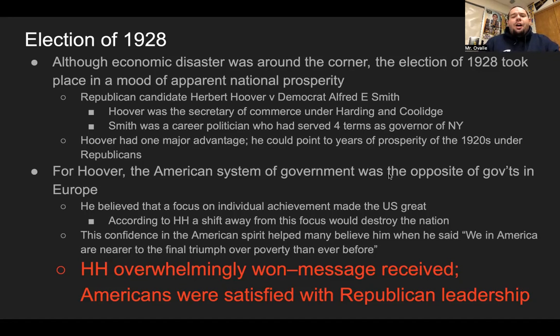Hoover was the Secretary of Commerce under Harding and Coolidge. Smith was a career politician who had served 4 terms as governor of New York. Hoover had one major advantage. He could use the prosperity of the 20s to signal that, hey, if you want to keep this prosperity train going, elect a Republican.